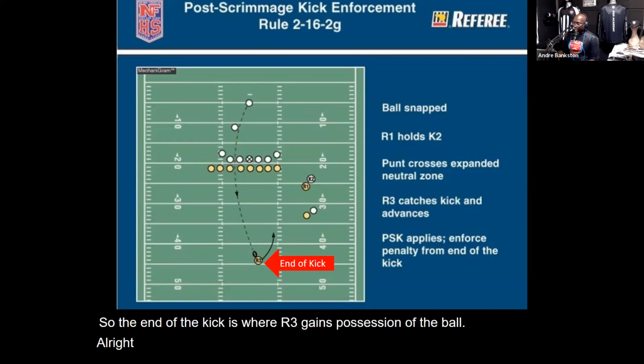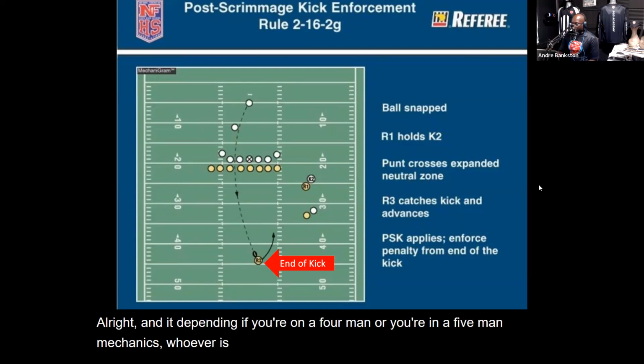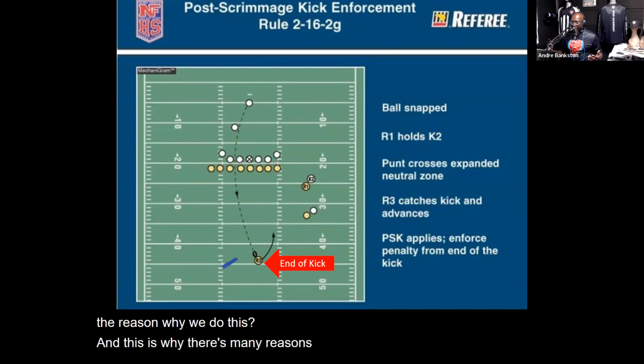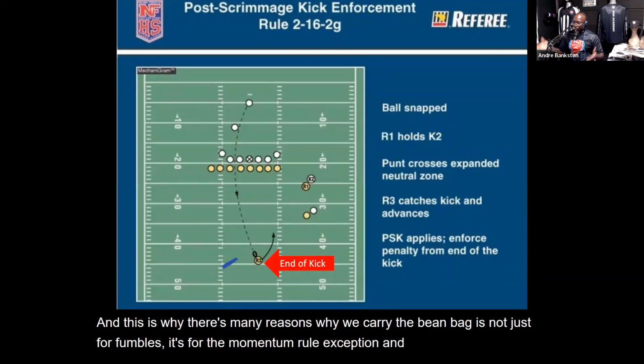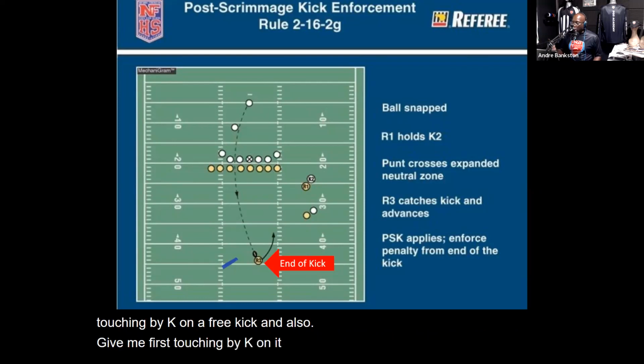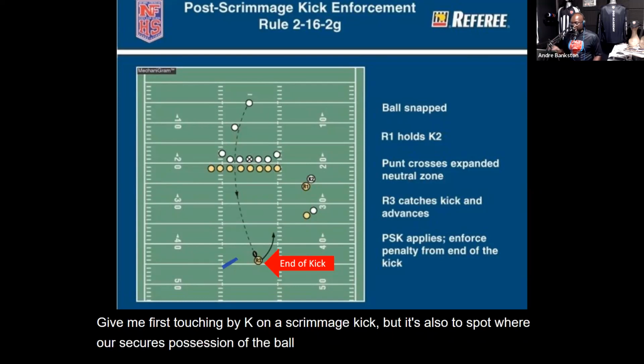All right. And depending if you're in 4-man or 5-man mechanics, whoever is the covering official for R3 would throw a beanbag. And there's many reasons why we carry the beanbag. It's not just for fumbles. It's for the momentum rule exception, and it's also for first touching by K on a free kick, and maybe first touching by K on a scrimmage kick, but it's also to spot where R secures possession of the ball, because this is the end of the kick.